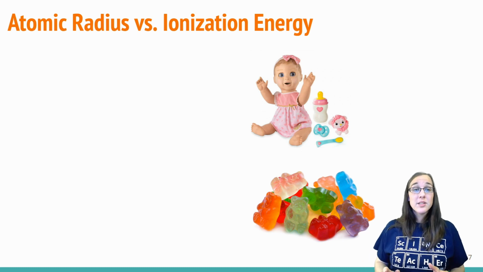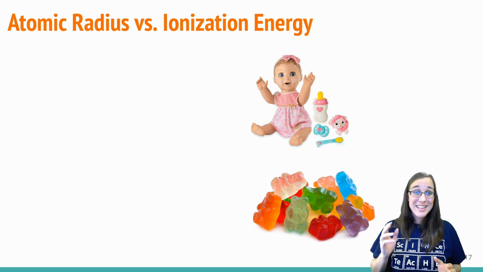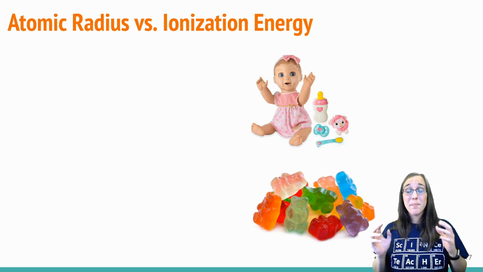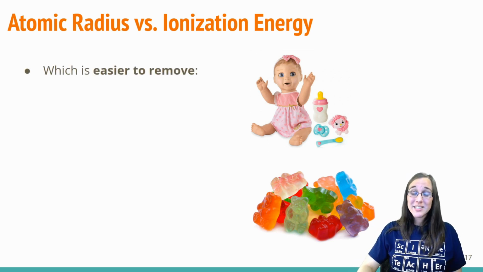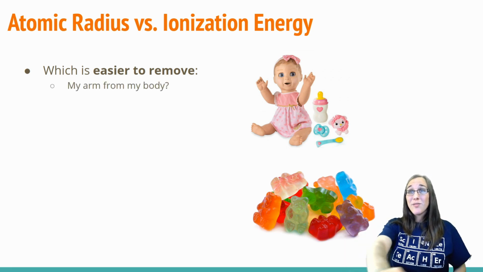All right, so let's go over this atomic radius versus ionization energy trend and compare the two together with a very silly analogy. Which is easier to remove? Would it be easier to rip the arm off of my body?